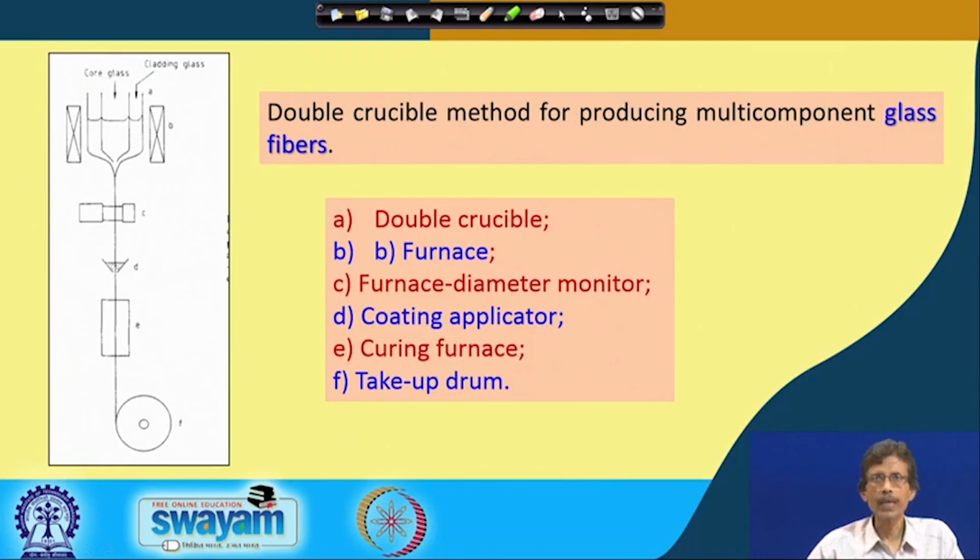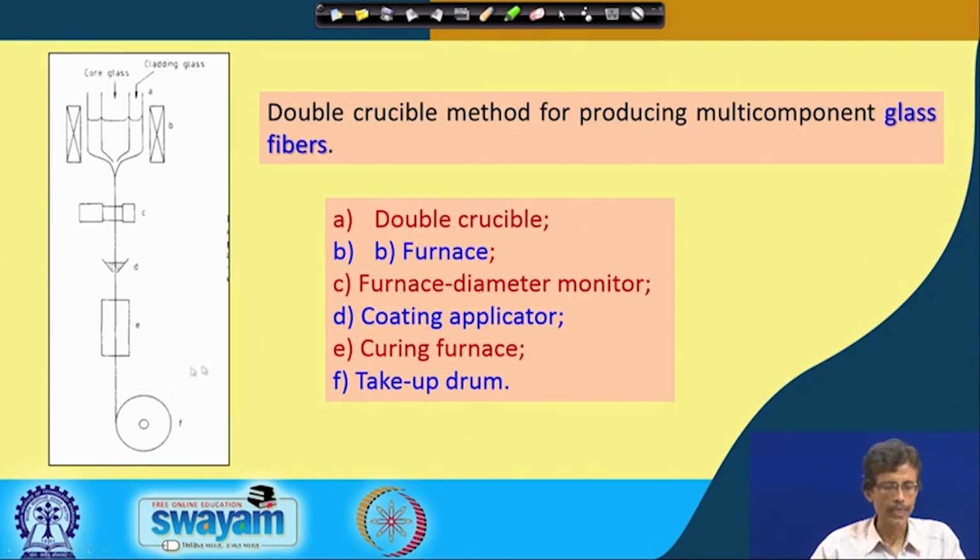What is that curing furnace? Whatever material you have should be cured, that should be in the final shape. If it is coming out in the melt condition, it should be frozen and be in the solid form, because the glass material will be in the solid form. After this curing furnace, the material will come out and go to your spinning wheel. F is the corresponding spinning wheel, and you can consider it as a drum also. It is a take-up drum. The take-up drum will take the entire glass fiber into it, and we can have the final form.